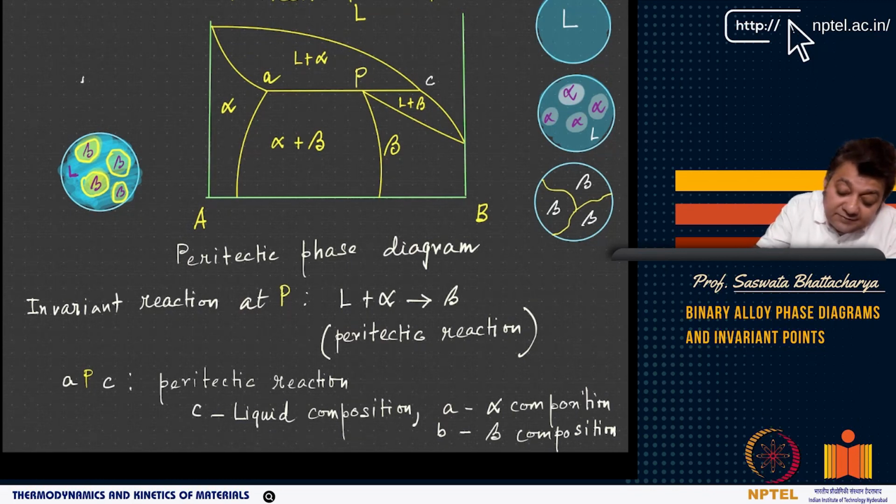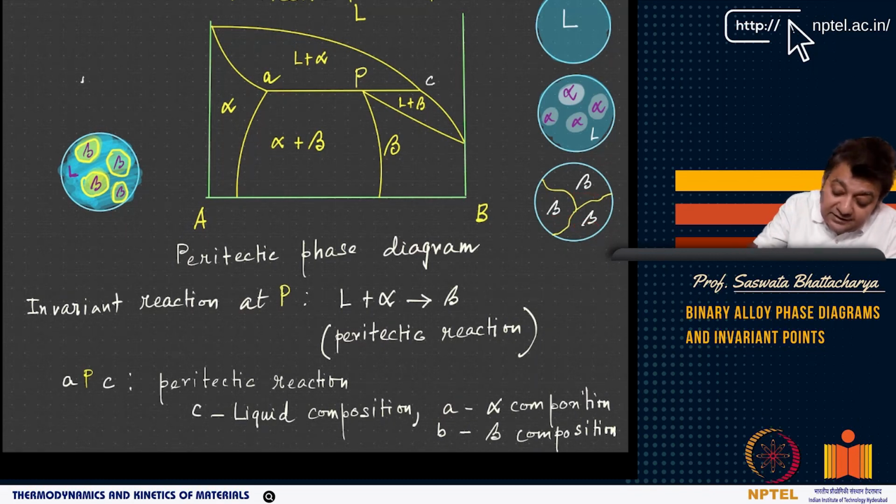So this is what is called a peritectic reaction. You have pure liquid, and as you go down at the peritectic composition, you have liquid plus alpha. The alpha is there and the liquid is there. Now, as soon as you go just below the peritectic reaction temperature, L plus alpha completely transforms to beta.